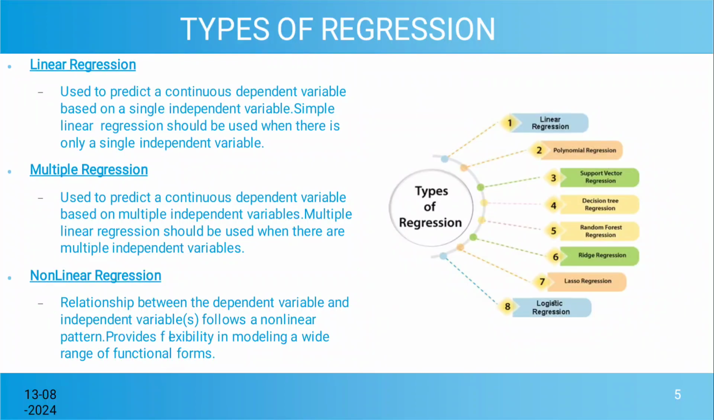Now, types of regression: linear regression, multiple regression, and non-linear regression. Used to predict a continuous dependent variable based on a single independent variable. Simple linear regression should be used when there is only a single independent variable. It's called linear regression. Multiple regression is used to predict a continuous dependent variable based on multiple independent variables. Multiple linear regression should be used when there are multiple independent variables.